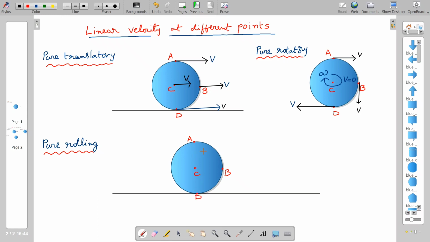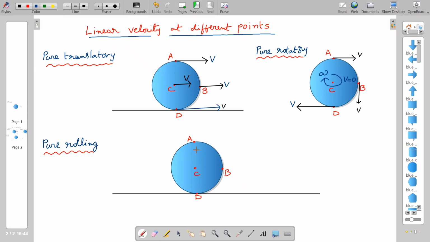Now we will identify velocity at point A. Here the velocity at point A is the resultant velocity at point A in both translatory and rotatory motion. So at point A in the above figures, if you observe, both velocities are acting in the same direction. So the resultant velocity we can calculate by applying the parallelogram law.